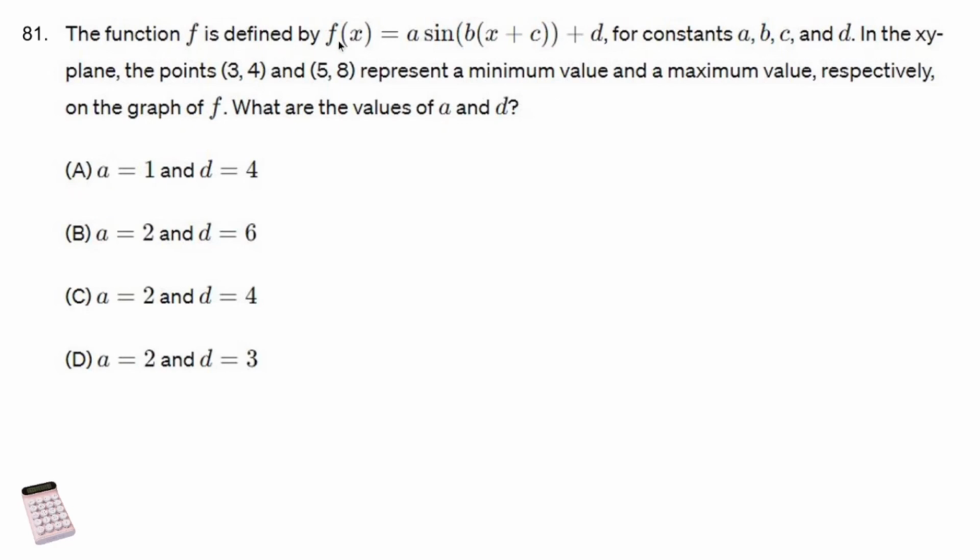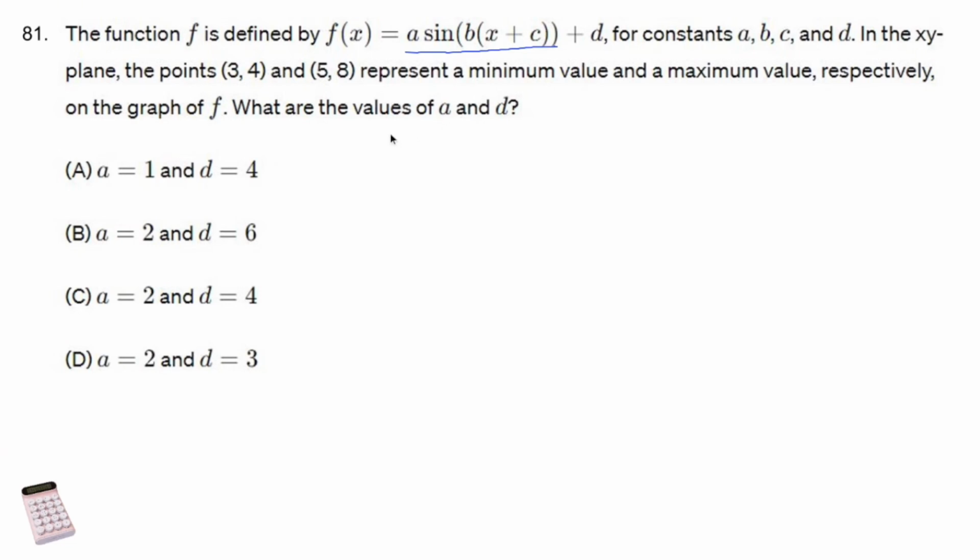The function f is defined by f of x equals a sine of (bx plus c) plus d. This is the typical sinusoidal function where you have constants a, b, c, d for your amplitude, frequency, horizontal shift, and vertical shift. In the xy plane, the points (3, 4) and (5, 8) represent a minimum value and a maximum value, respectively. On the graph of f, what are the values of a and d?